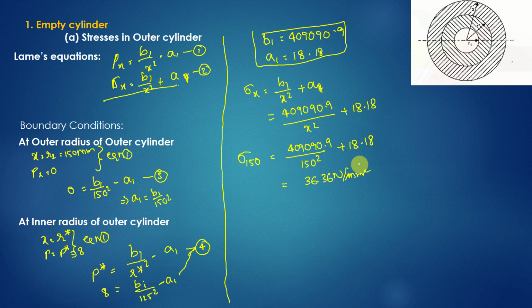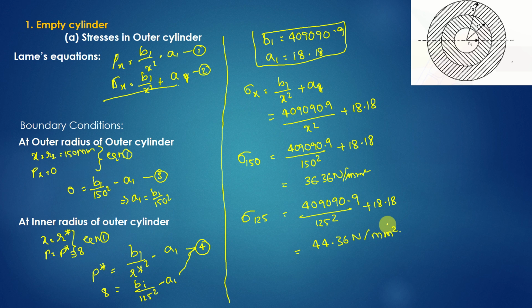So in the second case we have to find the stress at another boundary. For this sigma, how much? The inner radius of the outer cylinder, that is 125 mm. So again 409090.9 by, in place of x I'll substitute 125 square plus 18.18. After calculation you will get 44.36 Newton per mm square, right? That is for the outer cylinder.